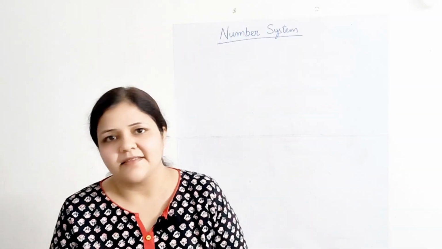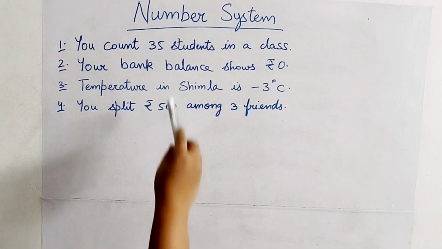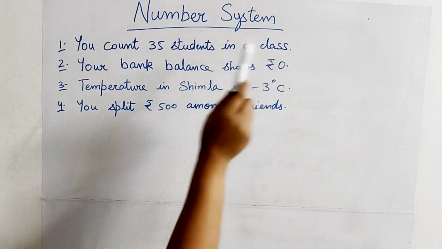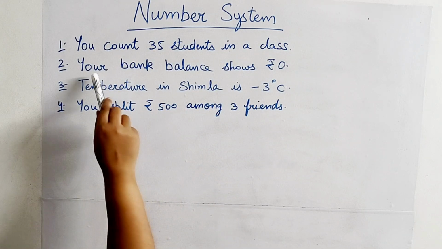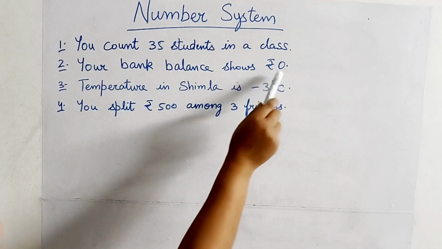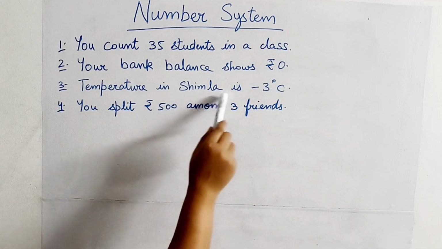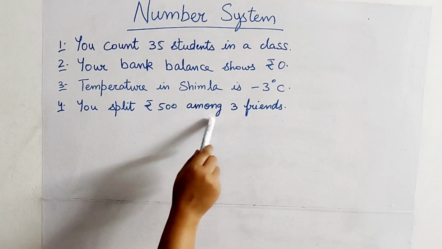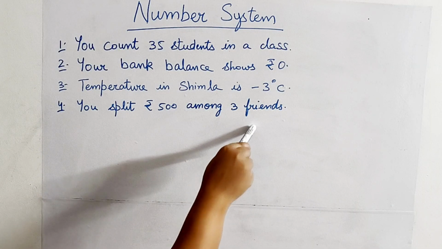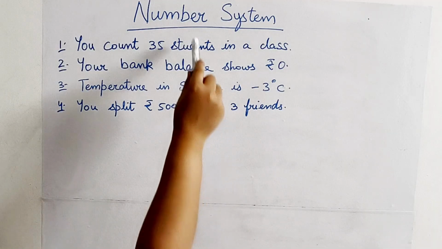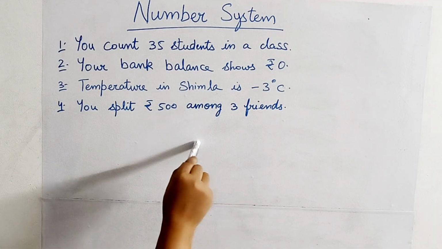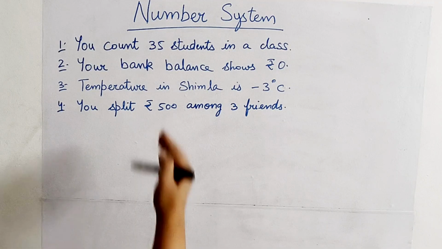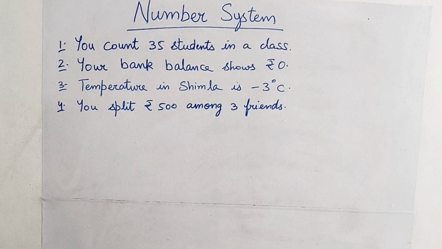So let's start. Let's imagine these four real-life situations. You count 35 students in a class. I'm sorry for this example, but your bank balance shows rupees 0. Temperature in Shimla is minus 3 degrees Celsius, and you split rupees 500 among 3 friends. Have you noticed something? Each situation needs a different type of number. That's why we need a number system. So let's start these examples one by one.